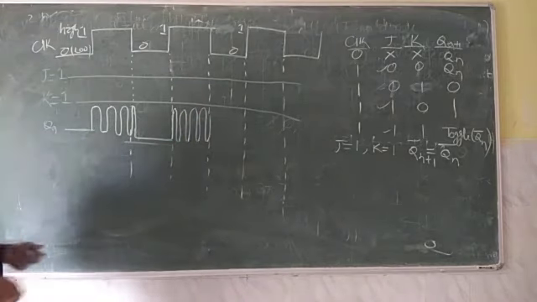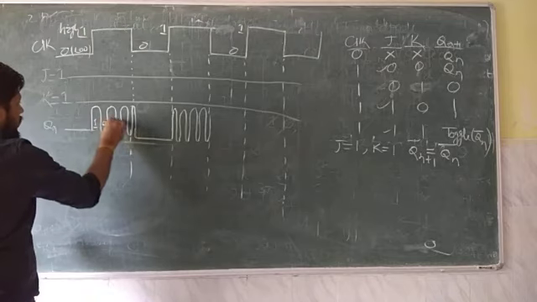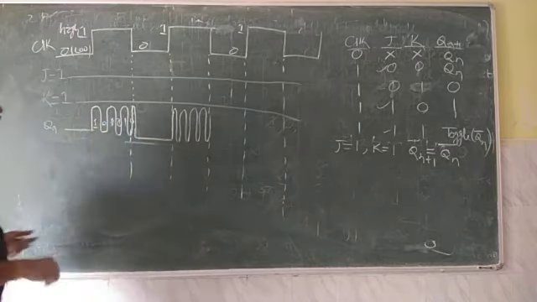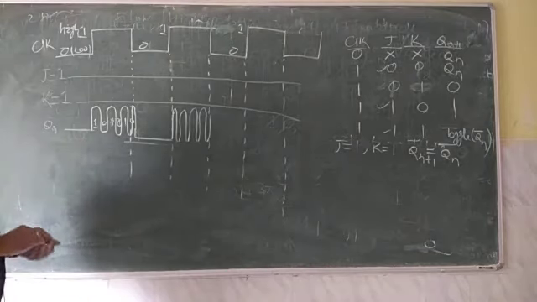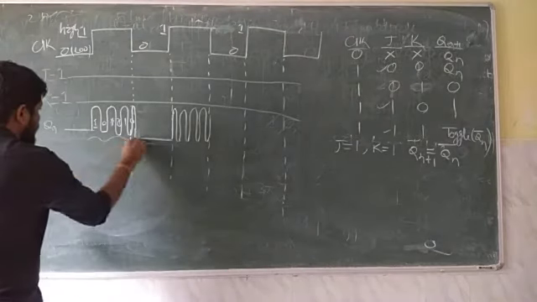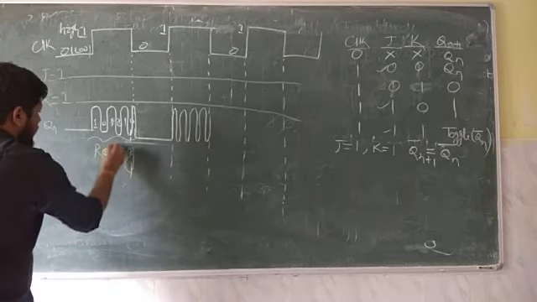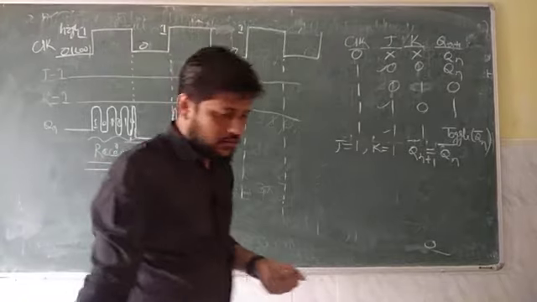So this behavior, 1 to 0, 0 to 1, again 1 to 0, 0 to 1, like this, I have already shown you. Then how do we avoid this racing? This is your racing condition. So what is the condition for racing?